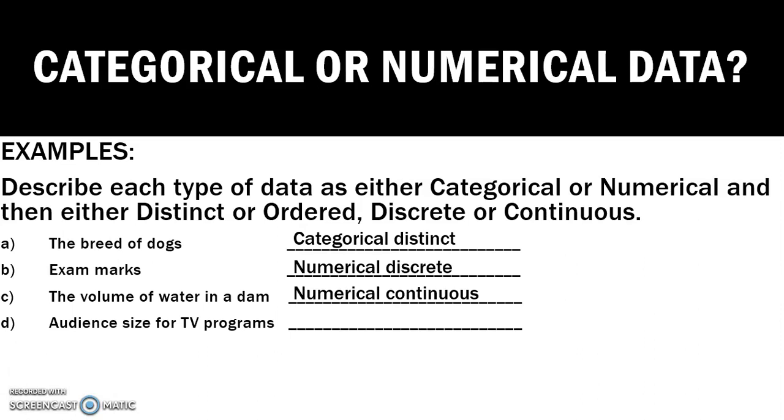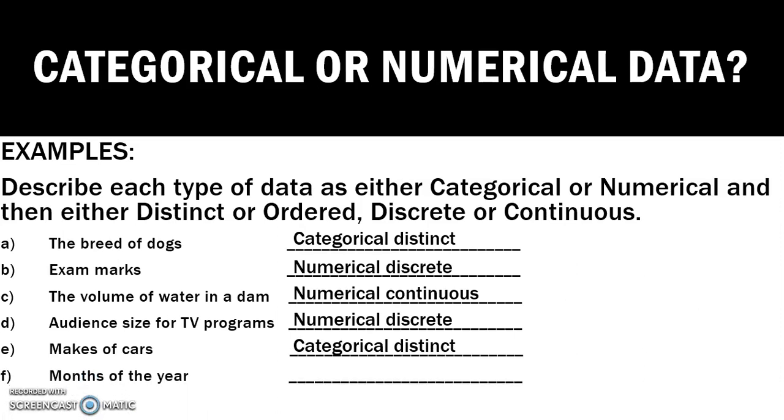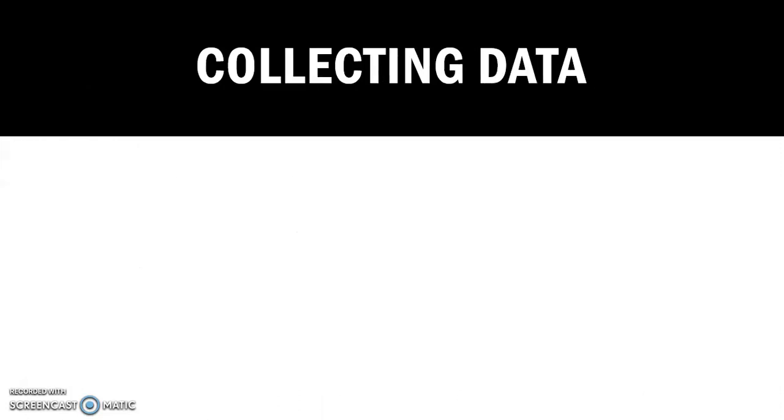Again, this is numerical and it's going to be discrete because it doesn't have any units attached to it. It's just a number. The makes of cars, now this is categorical and it's distinct. There is no order that goes with the category. And the months of the year. So the months of the year are categorical and they are ordered, such as January, February, March goes in a particular order.